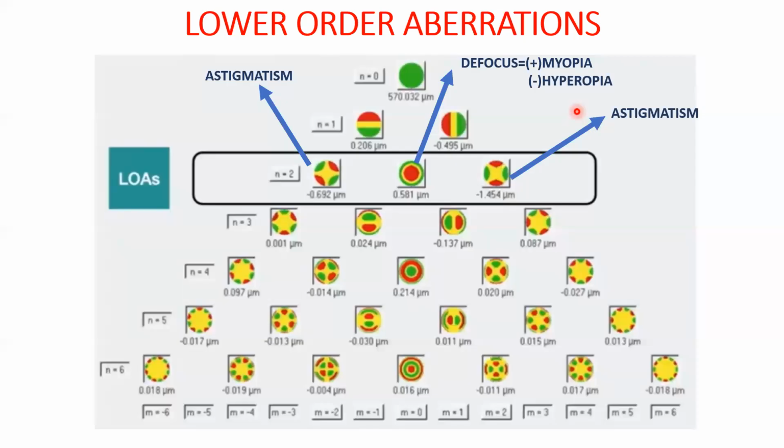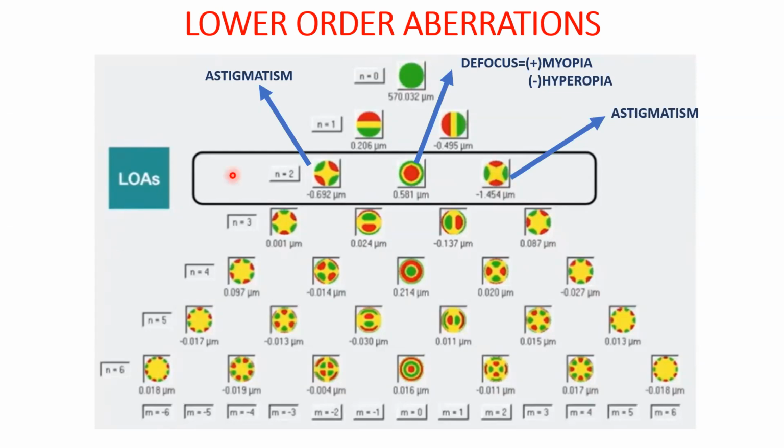Coming to lower order aberrations, which are important, we have horizontal and vertical astigmatism and defocus in the center, which is a positive defocus called myopia, and negative, which is hyperopia. Also, I have to tell you that this image is taken from Pentacam. So even if somebody does not have an EyeTrace or an aberrometer, the Pentacam also gives us aberration readings.